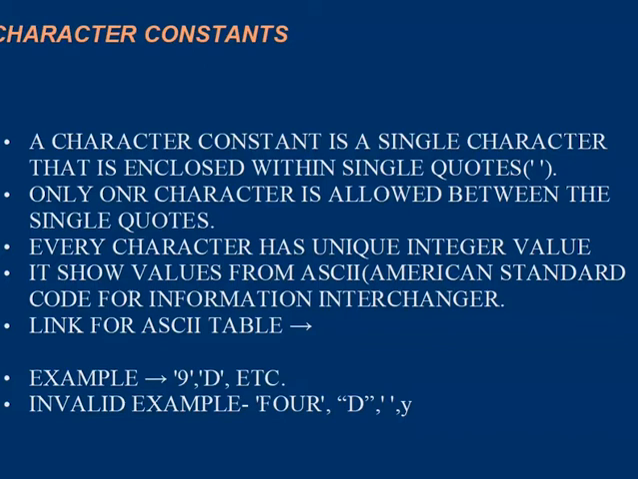Here we also have invalid examples. Now let us see why they are invalid. Like single quotes 4. Why is it wrong? We have studied above that only one character is allowed within the single quotes, and here we have 4 characters, which is wrong. Moving to the next, D with double quotes. In character constant, you have to use only single quotes, and here we are using double quotes. That's why it is invalid. So look into the Y. Here only one character is present, but single quotes are missing. So in this way, these are invalid examples.